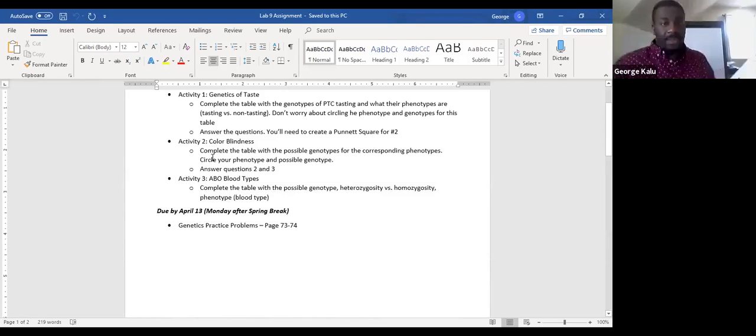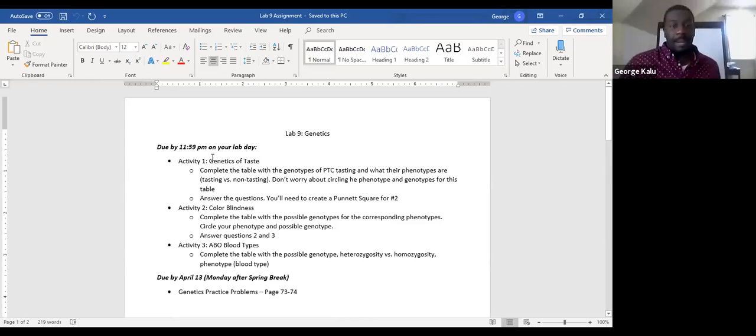To give you a little bit of background, what we would be doing in lab if we were together is I'd be giving you some PTC paper. The PTC paper can be either tasted or not tasted, depending on your genotype. People who have the PTC tasting allele, that's the dominant allele. If you can taste the PTC paper, that's the dominant allele. If you can't, that is the recessive allele.